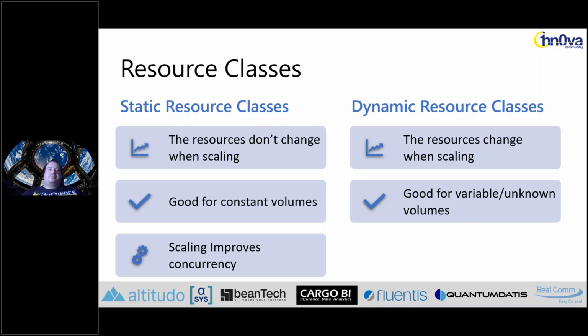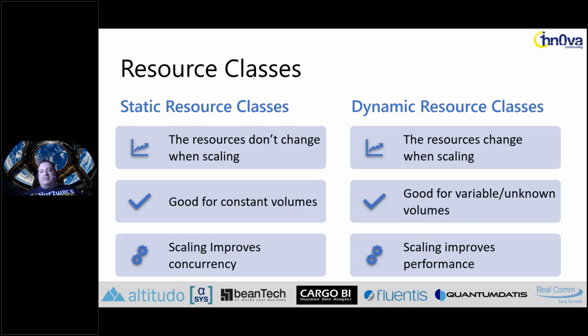And when we scale this SQL dedicated pool, if you are using static resource classes, the scaling will improve the concurrency because the resources that each user will use are fixed, set by the static resource classes. So if we scale the SQL dedicated pool, you will accept a higher number of concurrent queries.